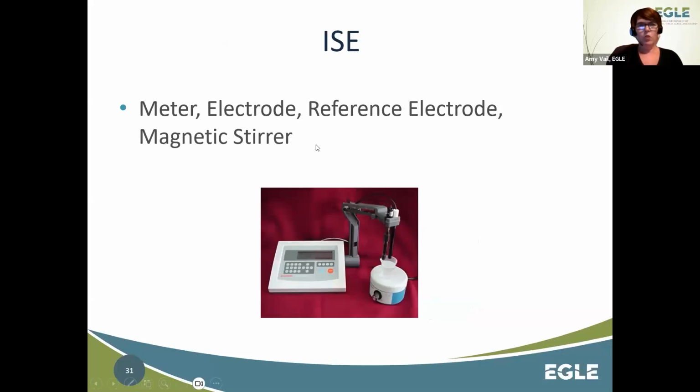So most labs will use either the ion selective electrode, which is an electrode, as its name says, that is selective for specific ions. There's a fluoride probe, a nitrate probe, a chloride probe. So each one has its own individual ion that it's looking for. And like pH, you have a magnetic stirrer that's stirring the sample. You've got the probe and usually a reference electrode, and then you have your meter.